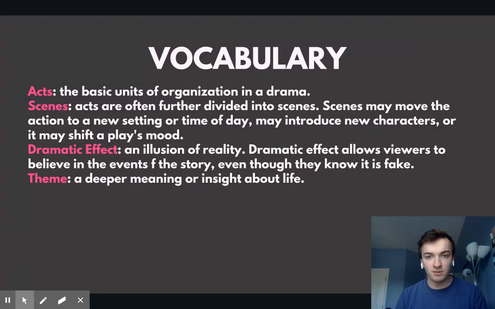This is the only vocabulary you will have this entire unit, but you will be quizzed on it. So please make sure you get these definitions down. First one, or the first 2 actually, technically, I'm just going to talk about them together, is acts and scenes.